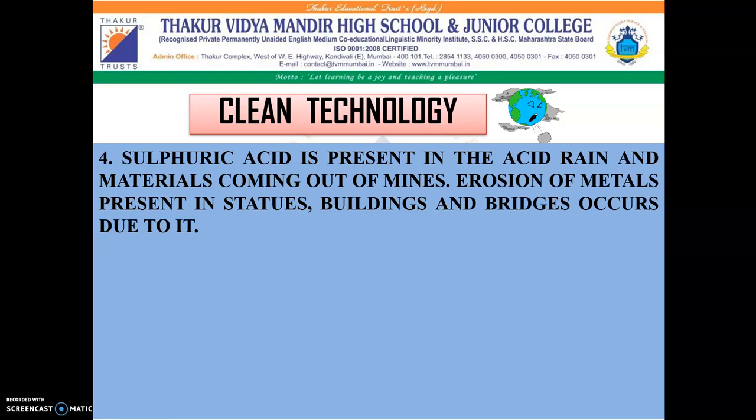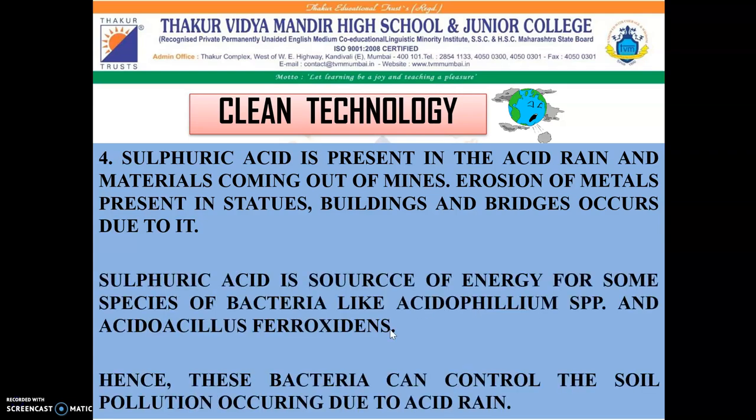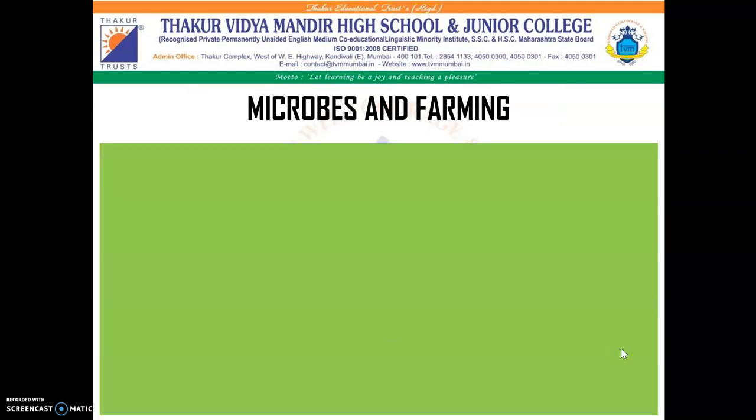Sulfuric acid is present in acid rain and materials coming out of the mines. Erosion of metals present in statues, buildings and bridges occurs due to this. Sulfuric acid is a source of energy for some species of bacteria like Acidophilium spp and Acidithiobacillus ferrooxidans. Hence, these bacteria can control the soil pollution occurring due to acid rain. Let us see how microbes are useful for farming.